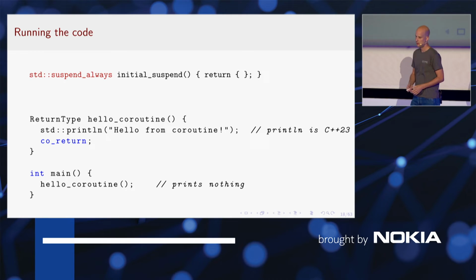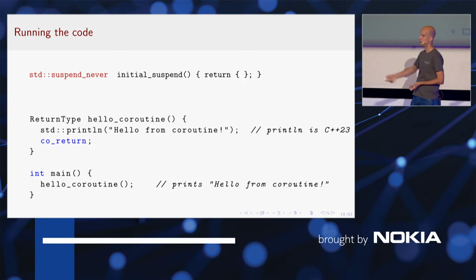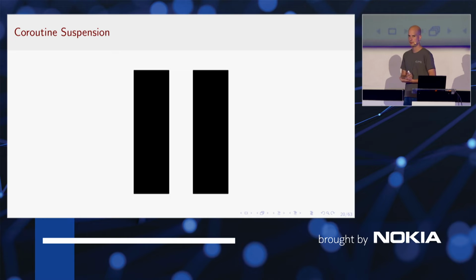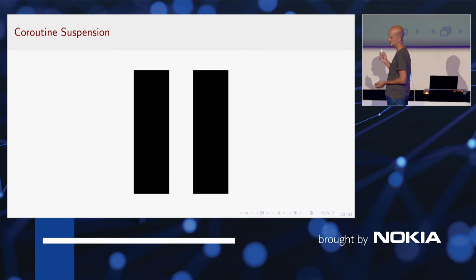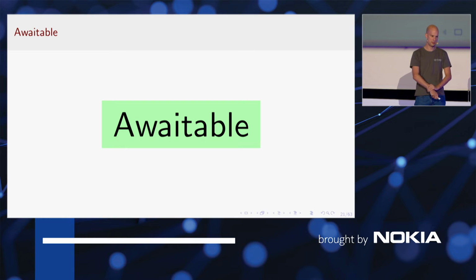statement. If on the other side I say, on the initial suspend, I don't want to suspend, and I do this with this suspend never, then I actually do see the print statement down here. So this is the first example for seeing suspension in action. And to understand a little bit better how this works, we need to look at one more player in the mechanism, and that is the awaitable.